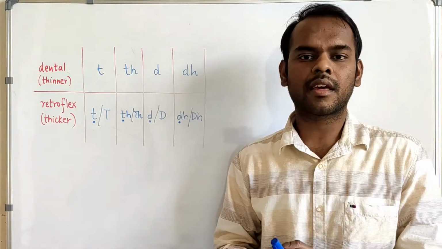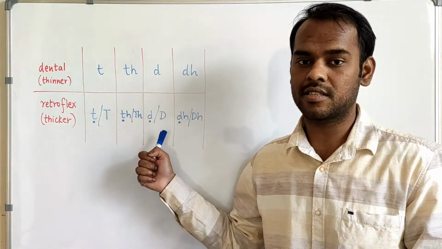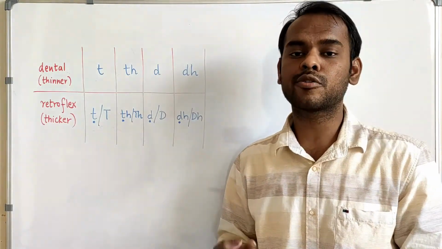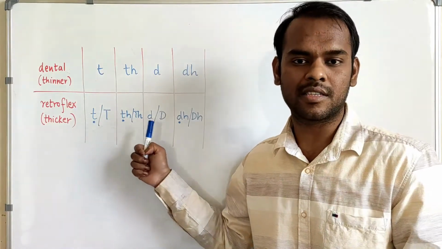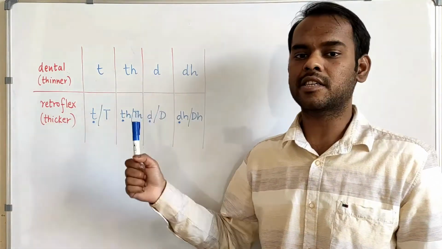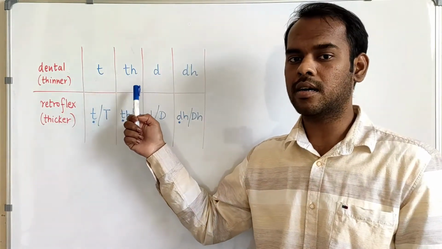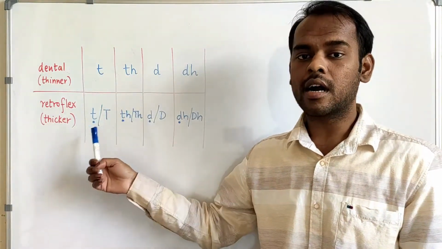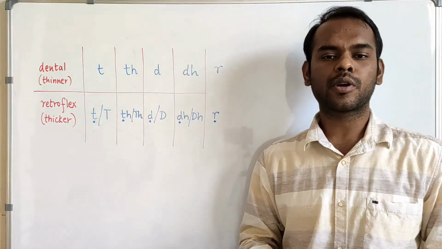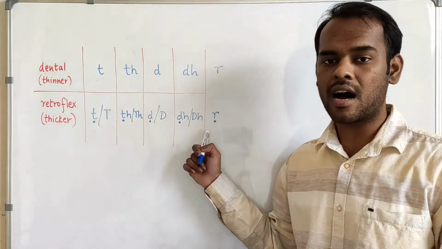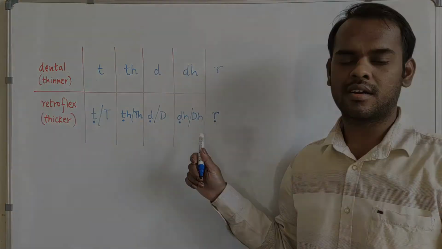To represent the thicker sounds, I am going to use a dot below these letters. Whenever I cannot use the dot, as on the keyboard, I am going to use capital letters. So these letters denote t, th, d, dh and ṭ, ṭh, ḍ, ḍh. Apart from them, we also have a thick R. This is the simple R and this is the thick R.